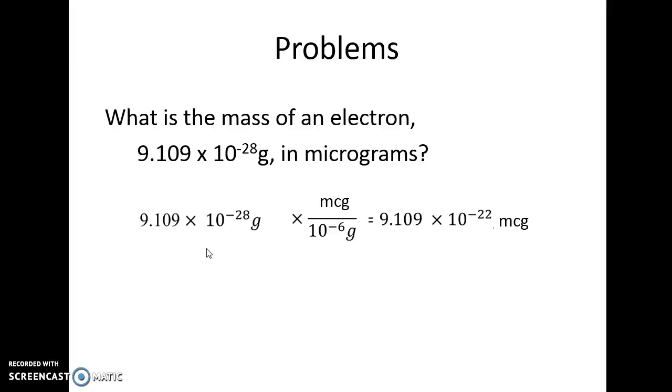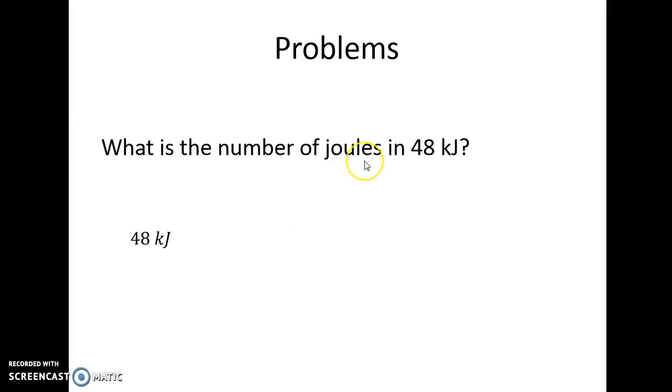All right, let's go to the next problem. What is the number of joules in 48 kilojoules? Start with the measurement. Set up your fraction for unit cancellation. And now, because kilo equals 1,000, and then kilojoules equals 1,000 joules, that gives us 48,000 joules.